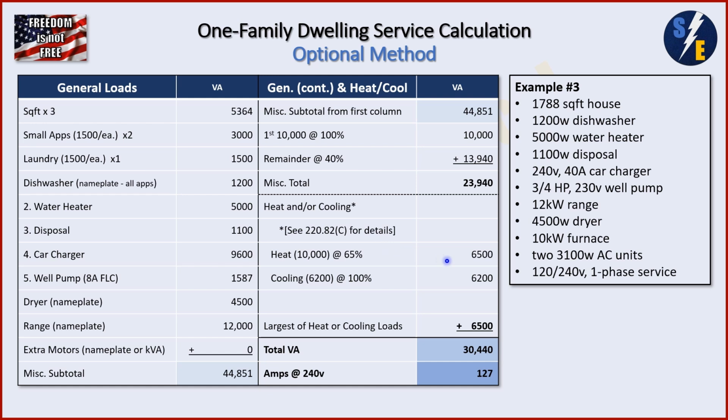Heating and cooling, we have a 10 kW furnace and two 3,100 watt AC units. We take the heat, 10,000 at 65%, that gives us 6,500. We take both AC units, which is 6,200 total, at 100%. The heat is larger, so we take 6,500 for our total. Add that to the 23,940, and we get 30,440 for our total VA. Divided by 240 volt, we get 127 amps.